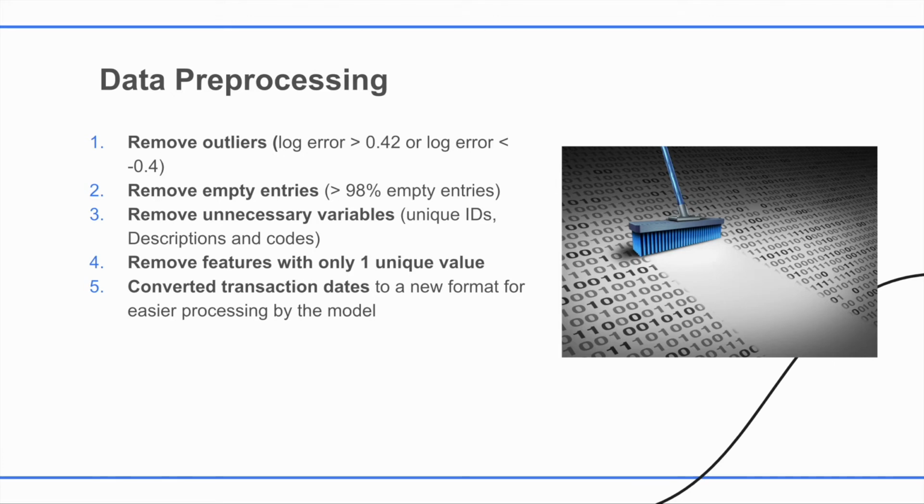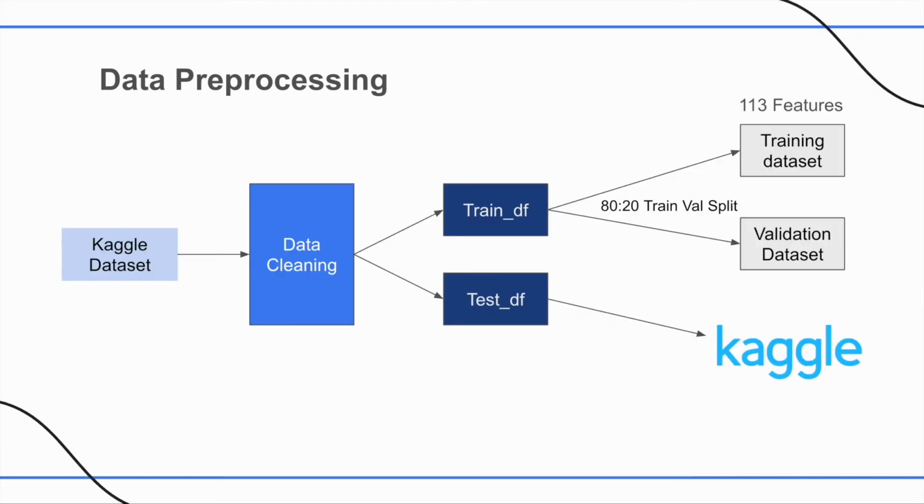There are also many empty entries represented by NaN, and those columns with more than 98% empty entries will also be removed. Unnecessary variables like unique IDs, description, and codes will be removed as they do not add value to the training data. And lastly, transaction dates will also be converted to a new format for easier processing by the model. So this is an outline of our data pipeline.